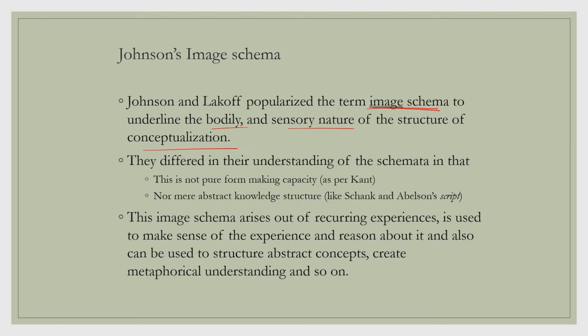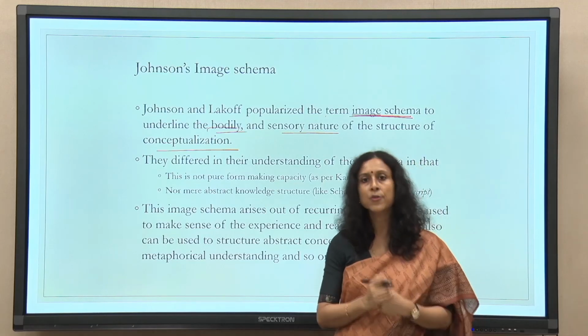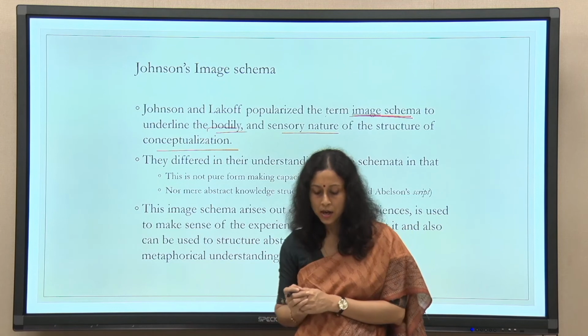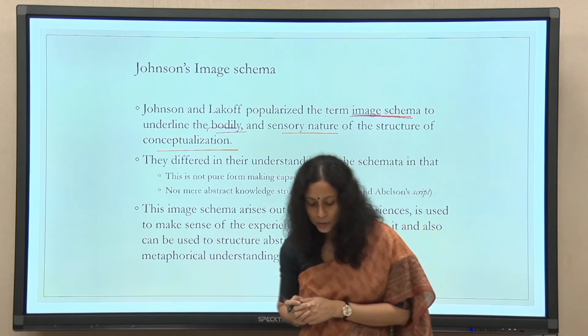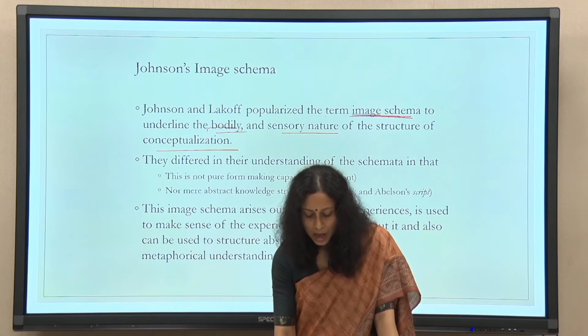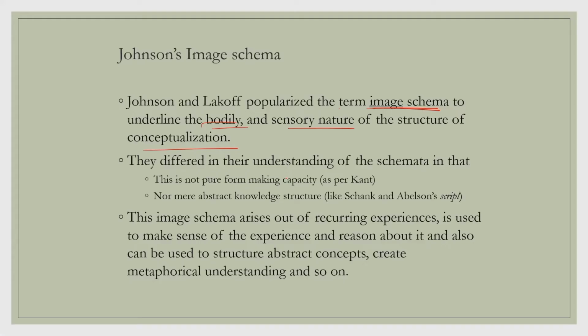It is a kind of an image, a schematic image which underlies all the bodily and sensory experiences and which also gives a structure to the conceptualization. Like I said, all kinds of movements can be understood through a simple schema of source, path and goal. So, there is a source, there is a path and there is an ultimate goal to attain by going through a particular path.